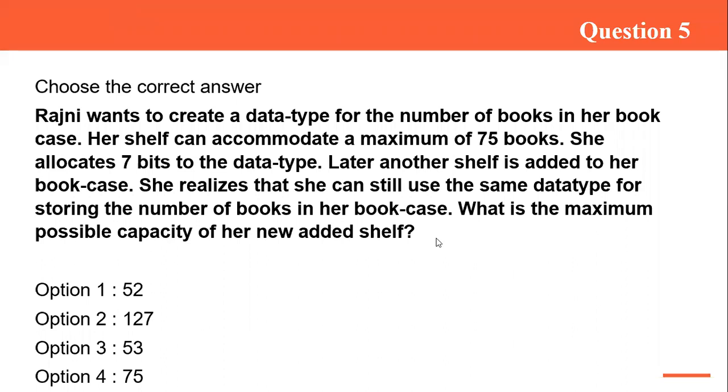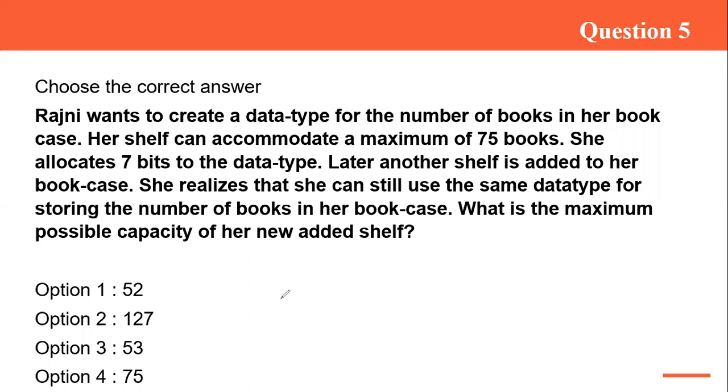If needed, I am reading it out again. Rajni wants to create a data type for the number of books in her shelf case. Rajni wants to create a data type for what? For her books in the shelf. Now, her shelf can accommodate a maximum of 75 books. So she assumed that 75 books is the maximum I'm going to store. So for 75 books, she is creating one data type.